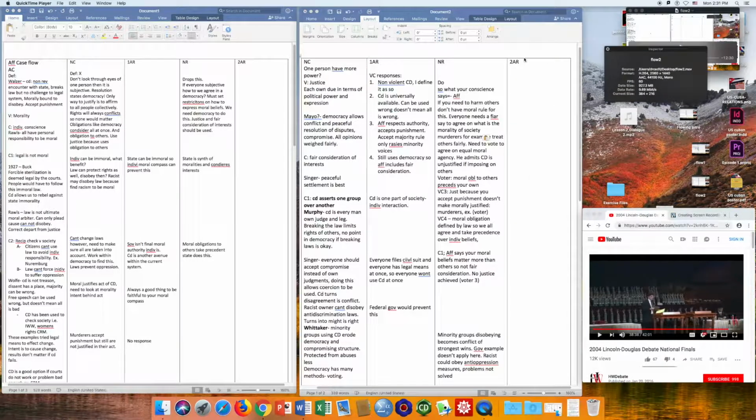Now is the final speech where the affirmative gives their last rebuttal for 3 minutes. They'll address both cases and we'll see how he does that.